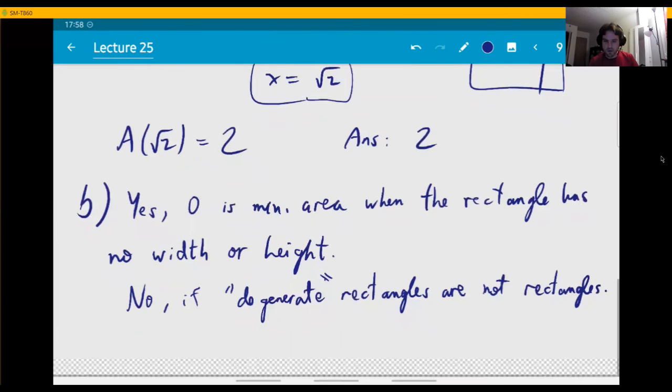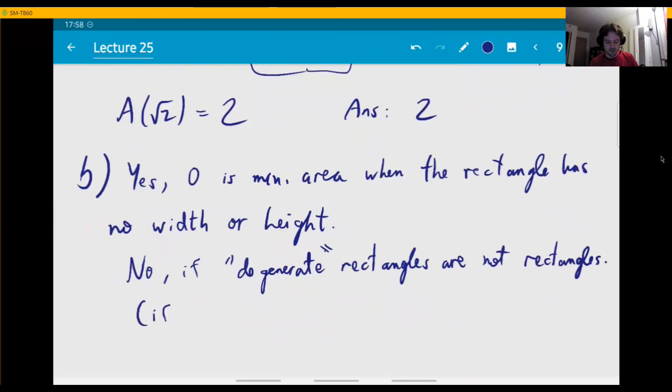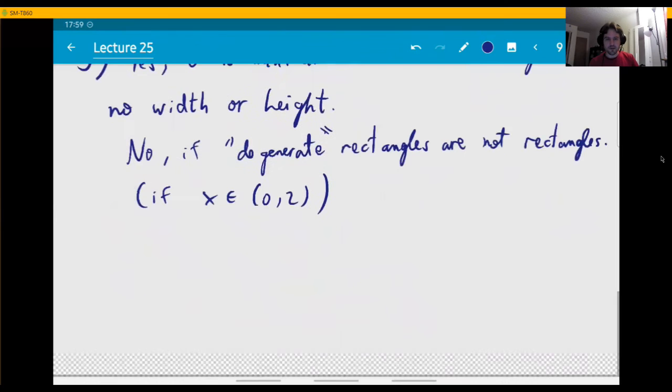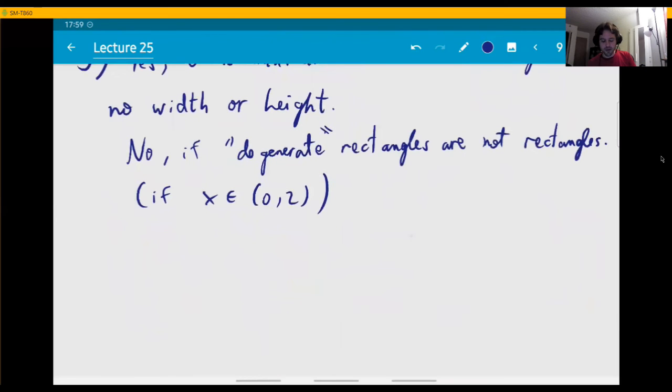That is the domain. If you consider the domain for X can only be between 0 and 2 without including them, then there is not going to be a minimum value, because what we have determined is that the function between 0 and 2 tries to become 0 at 0 and also 0 at 2, and it has its maximum value at root 2.